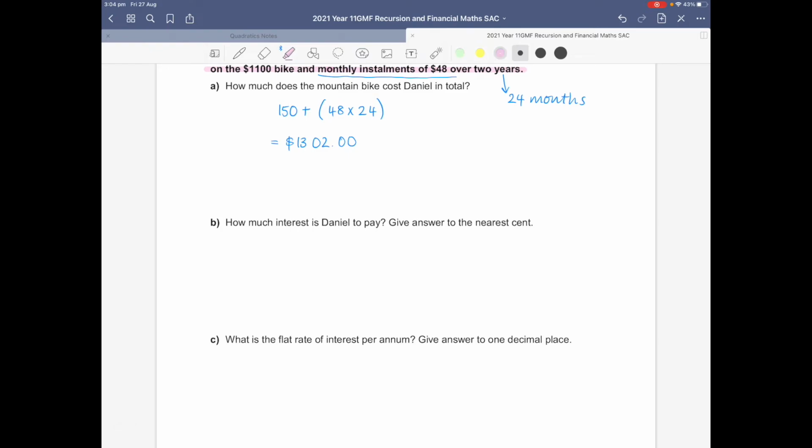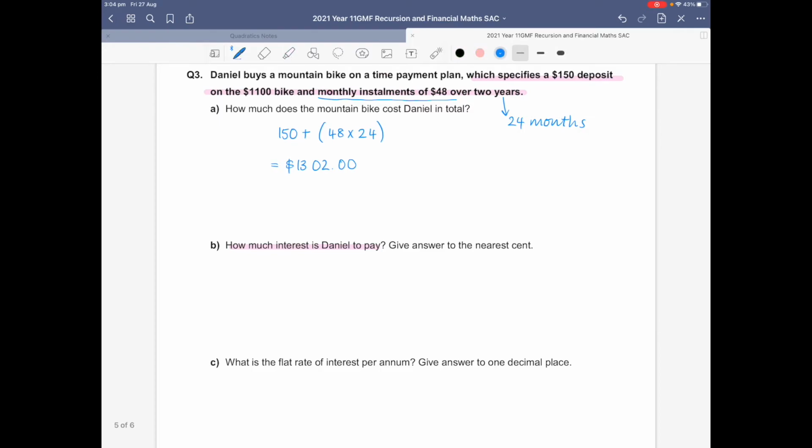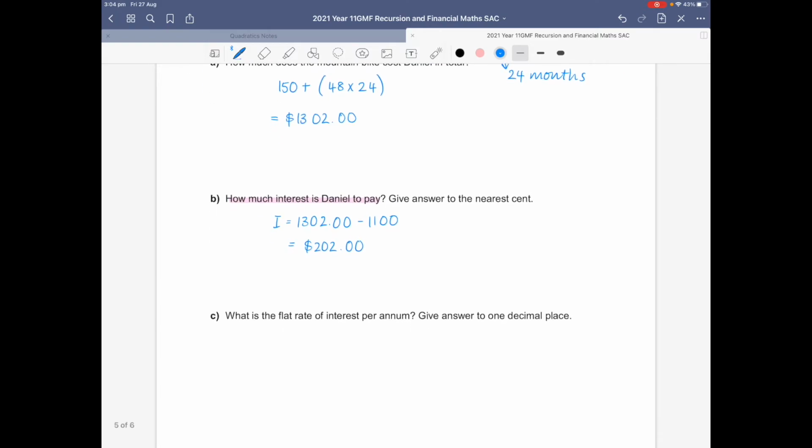Then the second question says, how much interest is Daniel to pay? Give your answer to the nearest cent. Now, note in the information above, it told us the bike was originally $1,100, and we know from our answer in part A, he actually ended up paying $1,302. So in terms of interest, it would just be $1,302 minus $1,100. And that would mean that Daniel paid total interest of $202. Again, this question was answered pretty well.